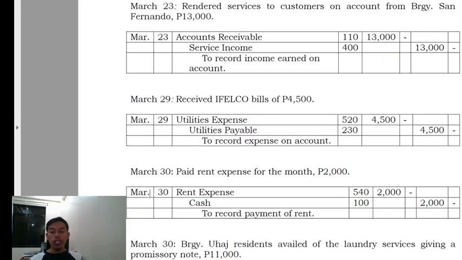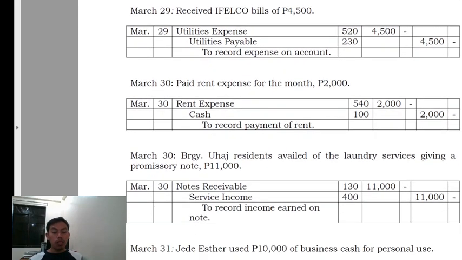Next, March 30, Barangay Uhak residents availed of the laundry services giving a promissory note. Promissory note sila. Kumita ba tayo? Yes. Pero nag-promissory note sila. So, meron tayong notes receivable sa kanila. Kapag tumaas ang asset, it is debit. Kumita tayo. Nadagdagan ang ating income. Therefore, credit. And that amounts to 11,000. We are recording income earned on note. Hindi na siya on account kasi on note.